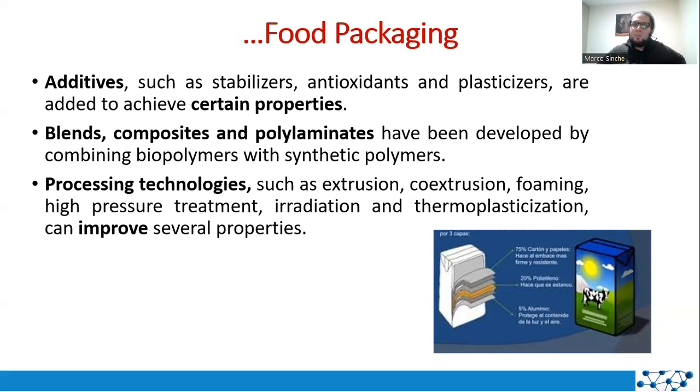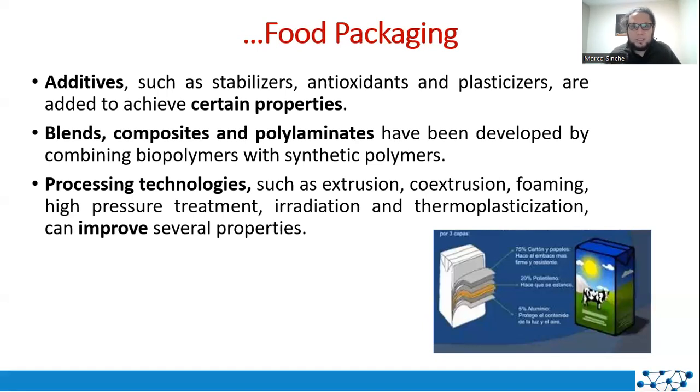Also, some methods of processing the materials could improve different properties, especially those that are related to permeability or resistance. These processes include extrusion, foaming, high pressure treatments, irradiation, for example. In the image, we can see the example of Tetra Pak. That is a very convenient material to commercialize milk, for example. If the milk has been ultra high temperature pasteurized, it will last for several months without the need of refrigeration.